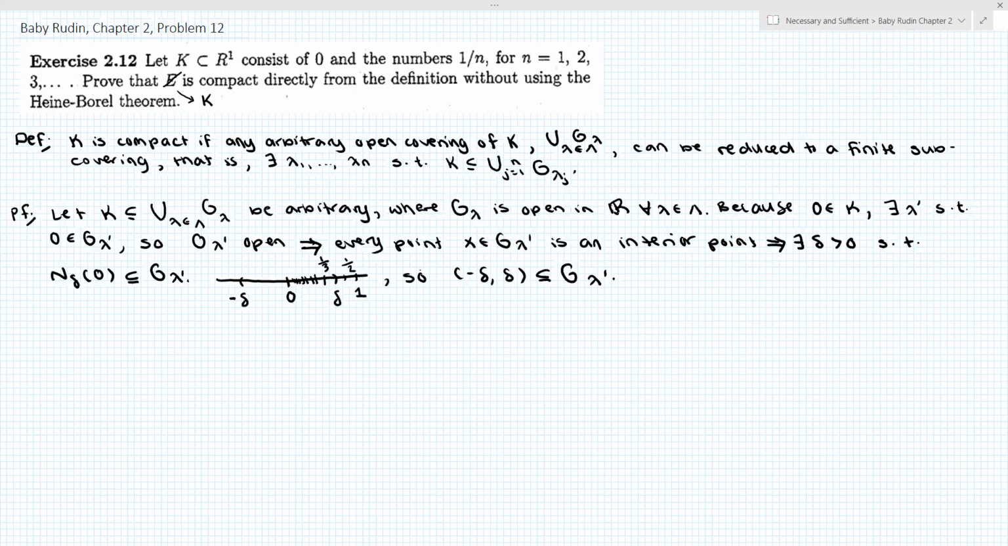And because the natural numbers are unbounded, I'm going to get arbitrarily close to 0. And on top of that, negative delta to delta, in this case really 0 to delta, is going to contain infinitely many elements of K. So notice, negative delta to delta contains infinitely many elements of K.